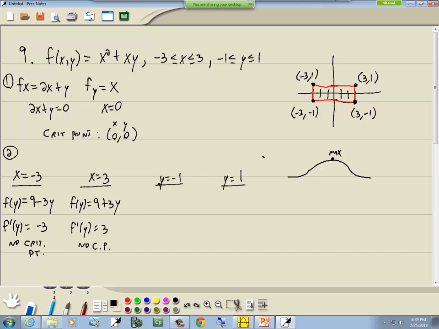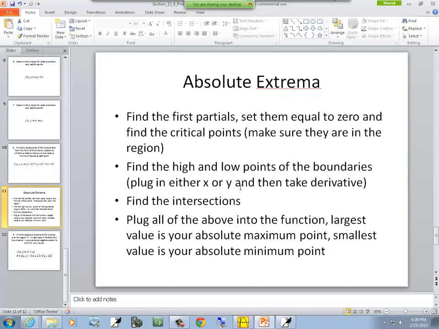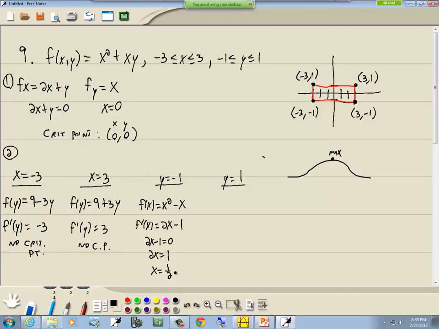Now if I plug in y is equal to negative 1, we're going to have a function in terms of x. So we're going to have x squared, and if I put negative 1 here, negative 1 times x is negative x. If I take the derivative of this, that gives us 2x minus 1. And we can set that equal to 0. So 2x minus 1 equal to 0, and we get 2x is equal to 1, and x is equal to 1/2.